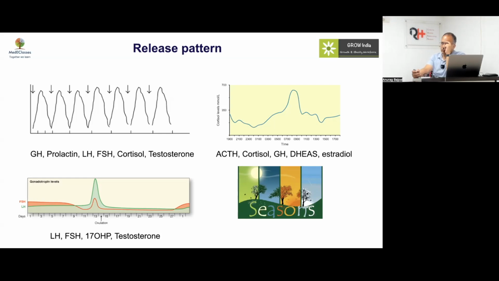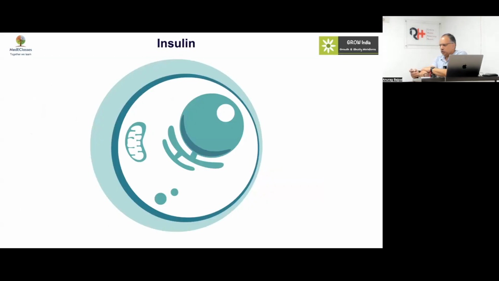What else? Estrogen, vitamin D. So these are the classical hormones which will change. Reproductive hormones do tend to have a variation in terms of season. Vitamin D and prolactin also tend to change.